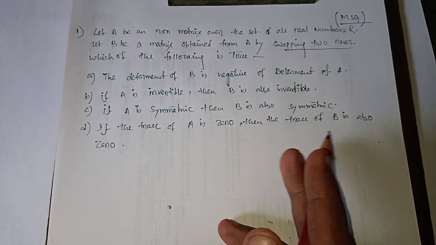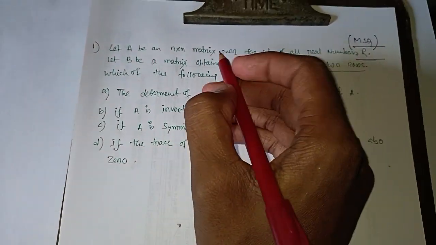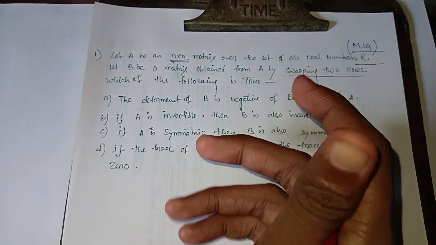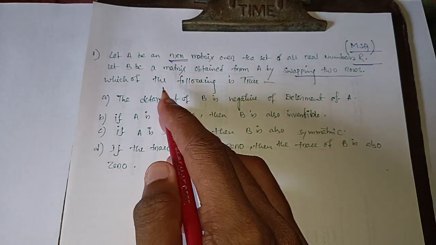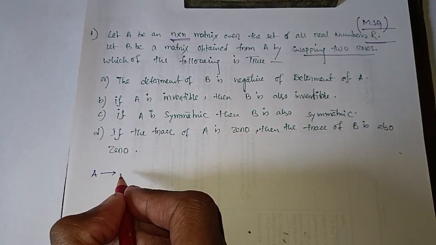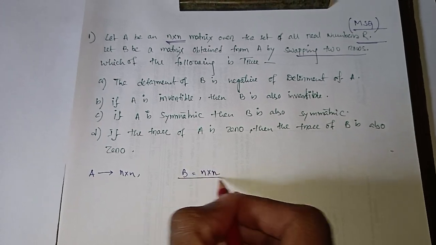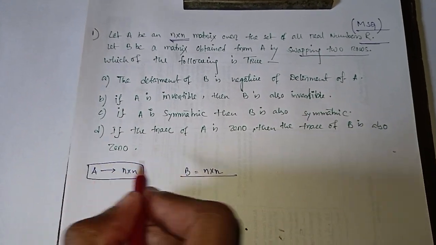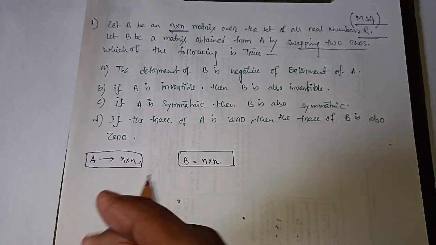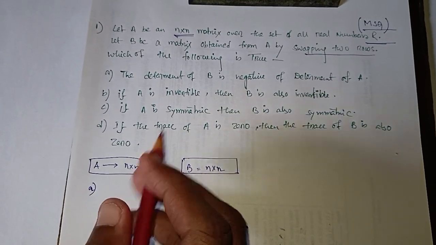So from that, we can get that A is a matrix over the set of real numbers, and A is an n cross n matrix. Swapping two rows of A, we get B. So clearly the dimensions of A and B are both n cross n, because swapping two rows of A gives the matrix B. So for that, we can take an example.